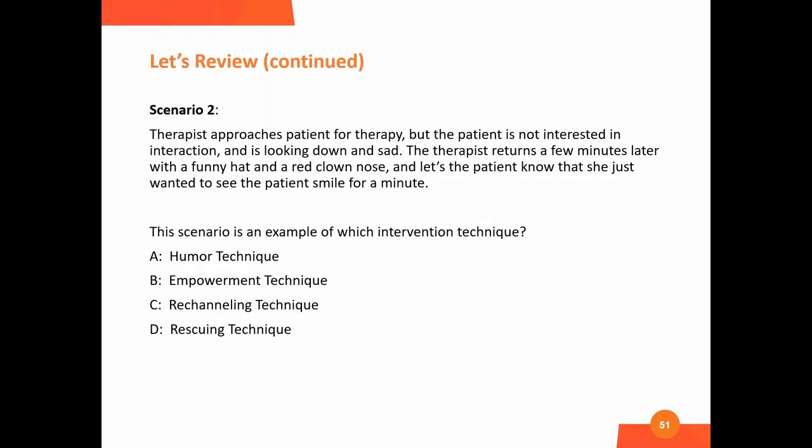All right, the second scenario. The therapist approaches the patient for therapy, but the patient is not interested in the interaction and is looking down and sad. The therapist returns a few minutes later with a funny hat and a red clown nose and lets the patient know that she just wanted to see the patient smile for a minute. So this scenario is an example of which intervention technique? A, humor technique, B, empowerment, C, rechanneling, or D, rescuing?